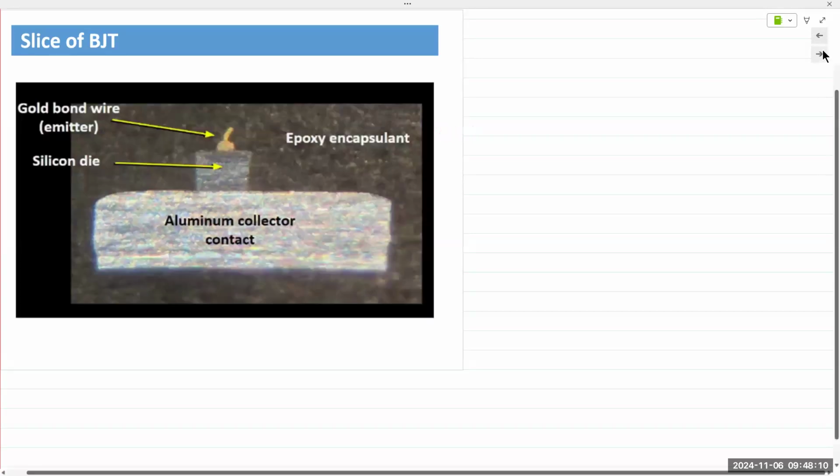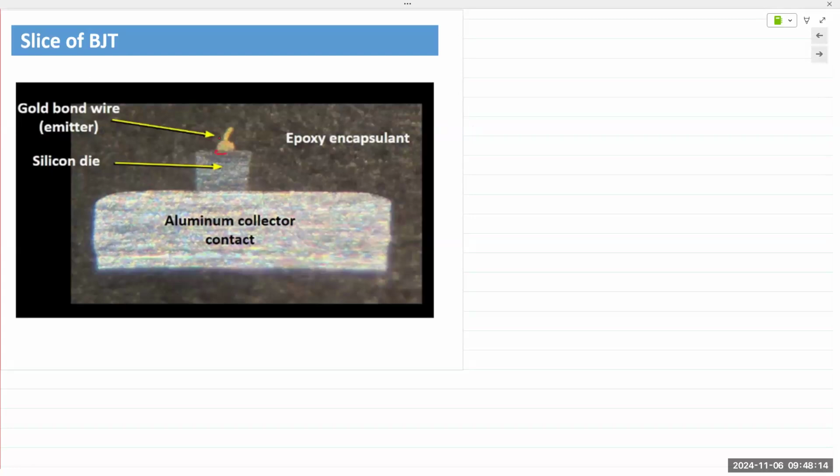Here's a close-up of that device. The actual transistor is right here, probably in the few microns at the top. If this was a 500 micron wafer thickness, it'd be one or a few microns at the top. There's a gold bond wire to make connection with the emitter. And on the backside, we are making contact with this huge metal plate. I have to thank Professor Chuck Bland for these slides and these images.